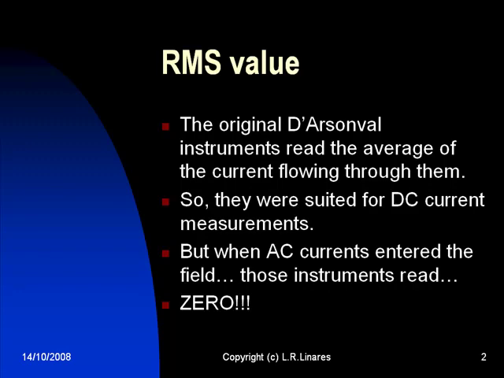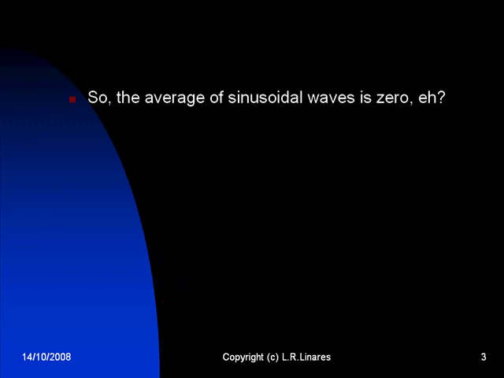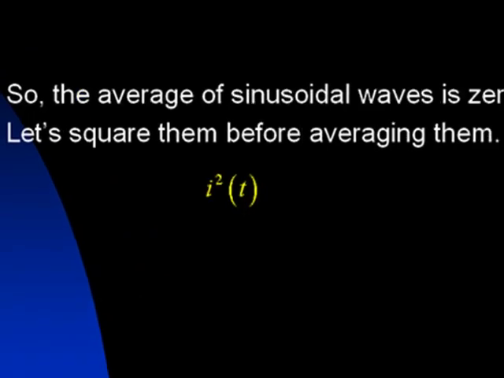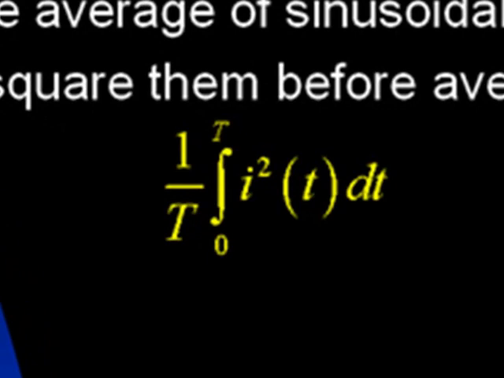One of them said, what if before measuring, that is before finding the average, I square the wave. Electromagnetically, it's easy to do, and then I pass that through the instrument to find the average of that square. That way I'm not going to get a zero, I'm going to get a positive number, right? So the average of a sinusoidal wave is zero. We square that like this, and then we take the average of that, which is the integral over a period T, and we divide by T, the size of the period.